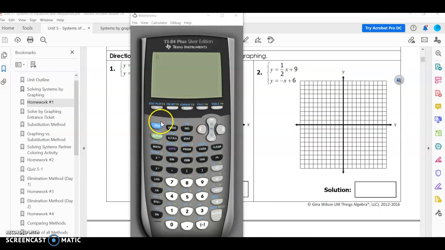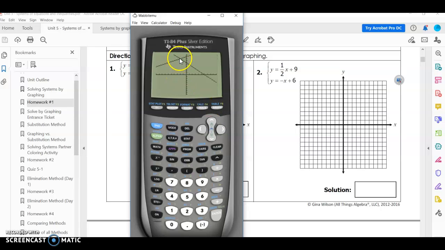All right, so one more example. Go to y equals. Let's enter our equation. So 1/2 x, I'm going to put in 1 divided by 2. That's 1/2, and then times x, and then plus 9. Arrow down and go to my second equation, negative x. The negative button's on the bottom here. Negative x plus 6. Your calculator is kind of finicky about the negative and the minus sign, so be careful if it shows up like error or something. It may be because you used the wrong button.